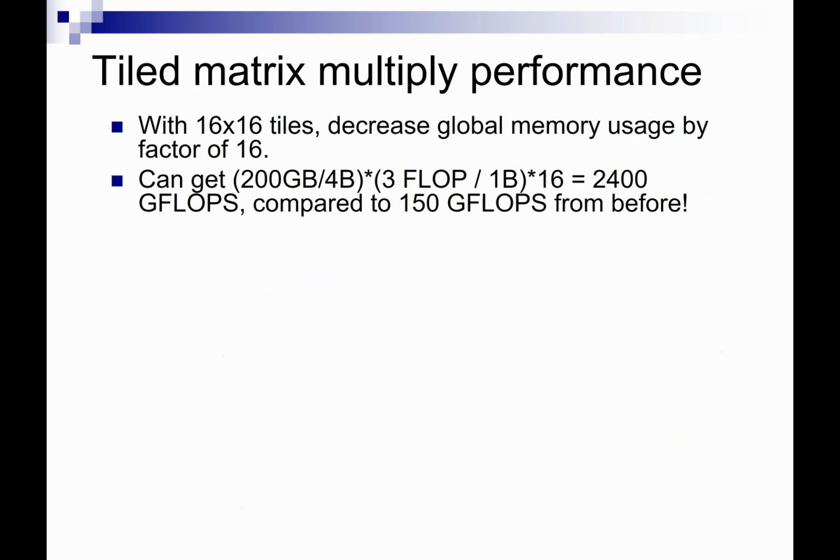So let's look at how much improvement in performance we can get. We said that if we use m by m tiles, we reduce the number of memory accesses by a factor of m. So consider using 16 by 16 tiles; then we reduce global memory usage by a factor of 16. Previously we could read 50 billion numbers from global memory, and we do 3 flops per byte that we read. But now, since we can effectively increase our bandwidth by a factor of 16, we can end up doing 2,400 gigaflops.